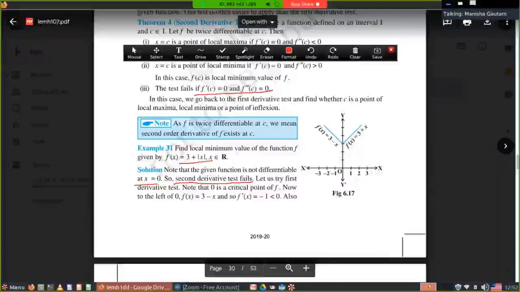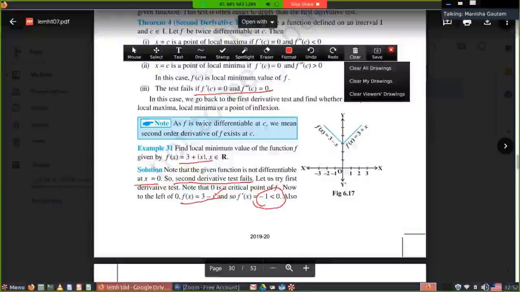Now taking the first derivative from the left, you are getting 3 minus x, so f dash x is equal to minus 1, since x becomes 1 and 3 becomes 0. That is less than 0. If I take from the right, this will be greater than 0. It goes from negative to positive. Let's see on the next page.